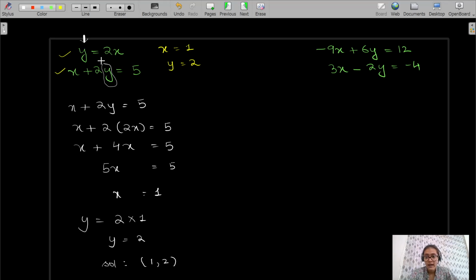If you put y equals 2 in the first equation, you get 2 on the left hand side, and on the right hand side you have 2 times x, so 2 times 1 is 2, so 2 is equal to 2. That means our solution is correct. Let's also put it in the second equation. So we have x plus 2y, so 1 plus 2 times 2, so 1 plus 4, we get 5, and on the right hand side as well we have 5. So 5 is equal to 5 is true. So that means our solution is a correct solution.